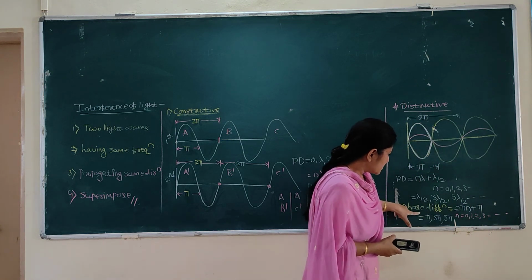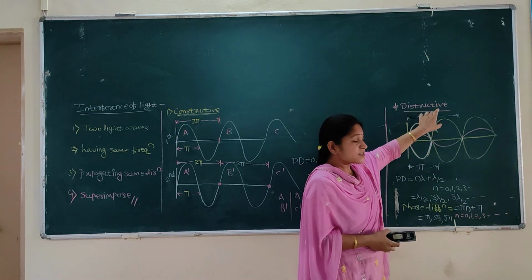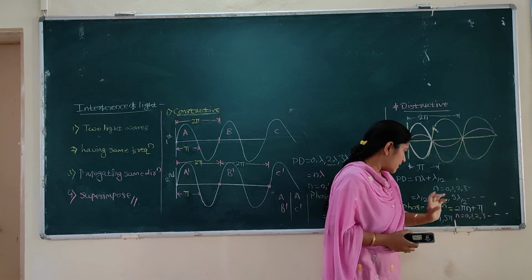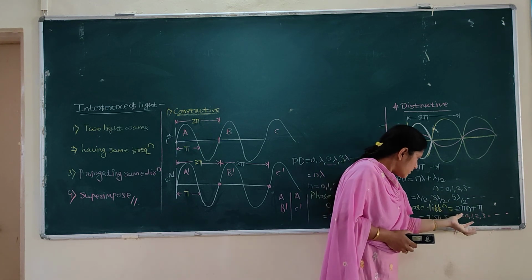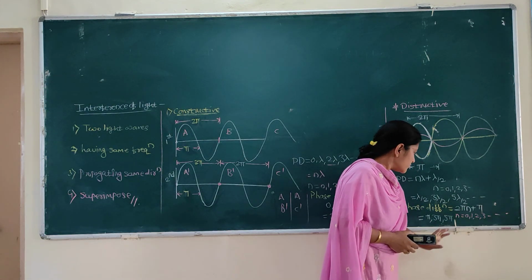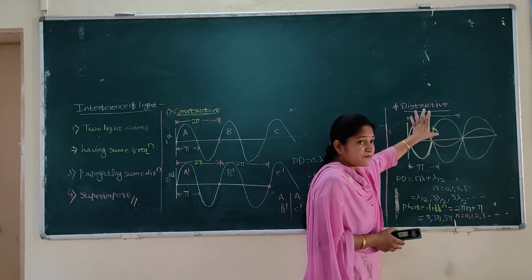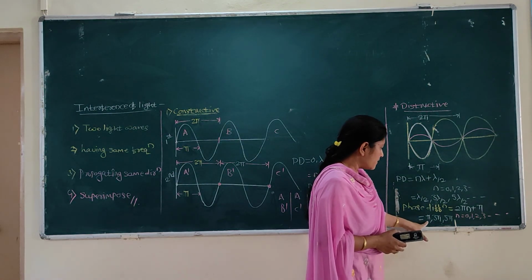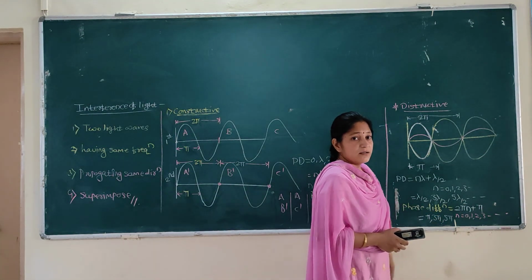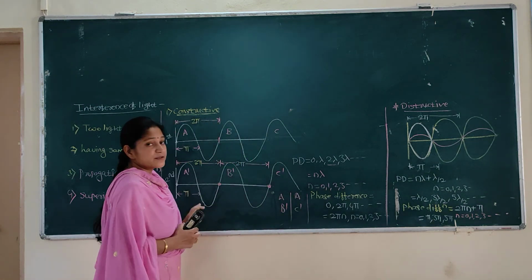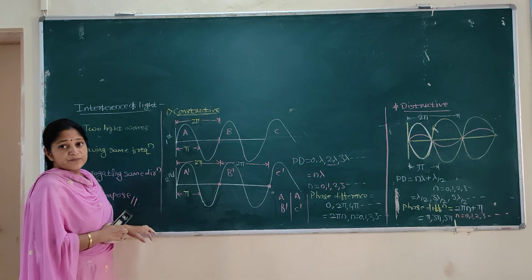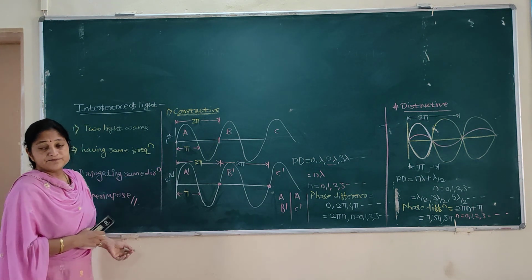See here, the phase difference condition for destructive interference is 2 pi n plus pi. Now if we put n equal to 0, 1, 2, 3, then we get the phase difference for destructive interference as pi, 3 pi, 5 pi, like this. Okay, so this is about constructive interference and destructive interference. Understood? Thank you.